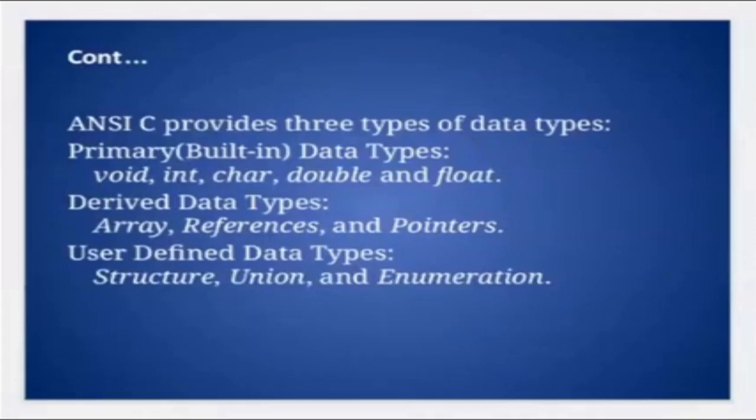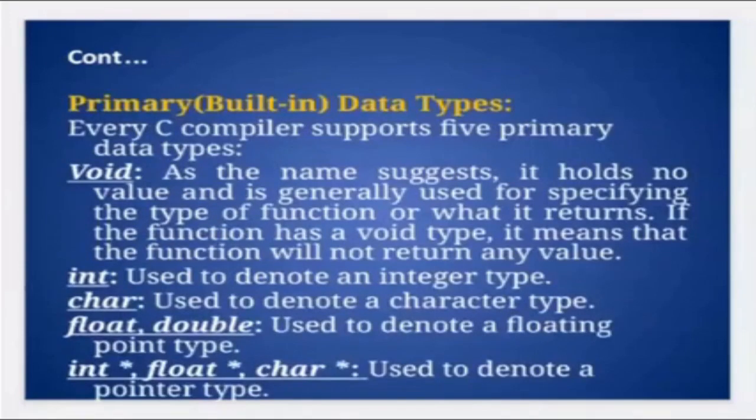There are three types of data types: primary or built-in data types, derived data types, and user-defined data types. Void, integer, character, double, float come under primary data types. Array, references and pointers come under derived data types, whereas structure, union and enumeration come under user-defined data types. First, let us see the primary data types.